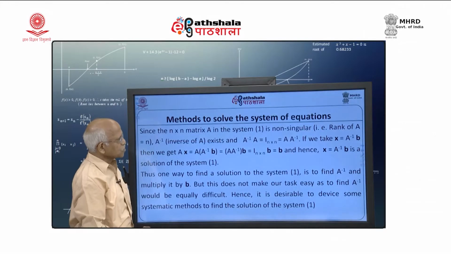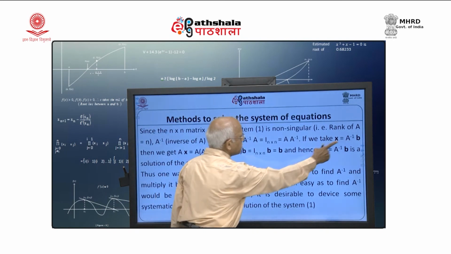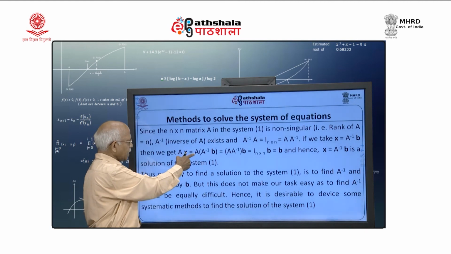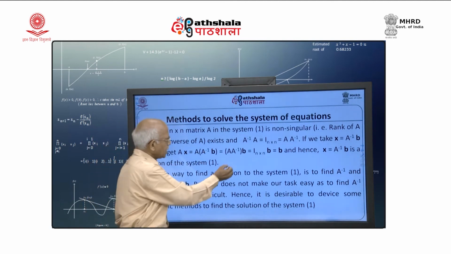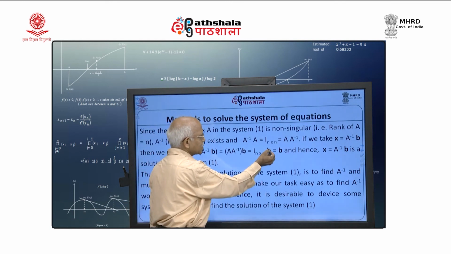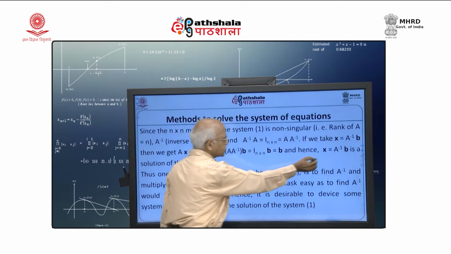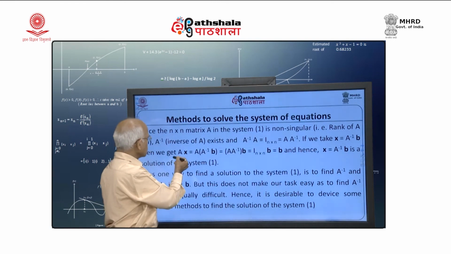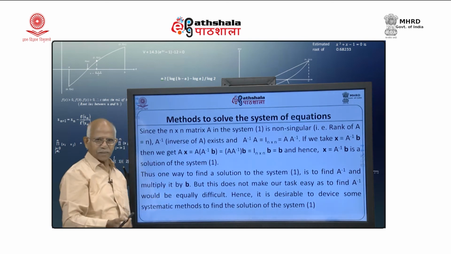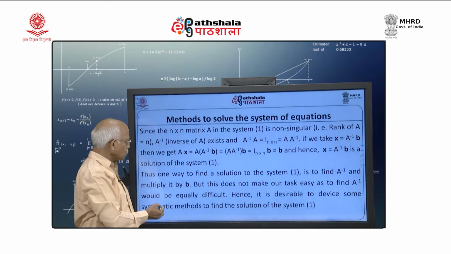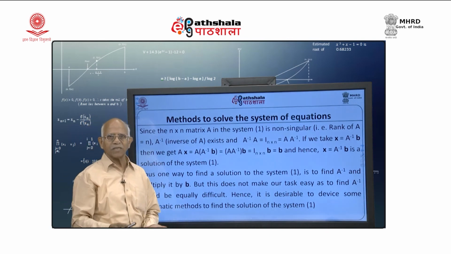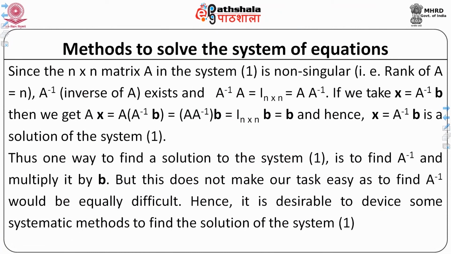So, if we take x bar equal to A inverse B bar and put it in the system here, A x bar will be equal to A into A inverse B bar. A into A inverse is the identity matrix, into B bar, and identity matrix into B bar is B bar itself, and therefore, this satisfies our system A x bar equal to B bar, and therefore, that can be regarded as a solution of the system 1. So, thus one way to find a solution to the system is to find A inverse and multiply it by the right hand side vector B bar.